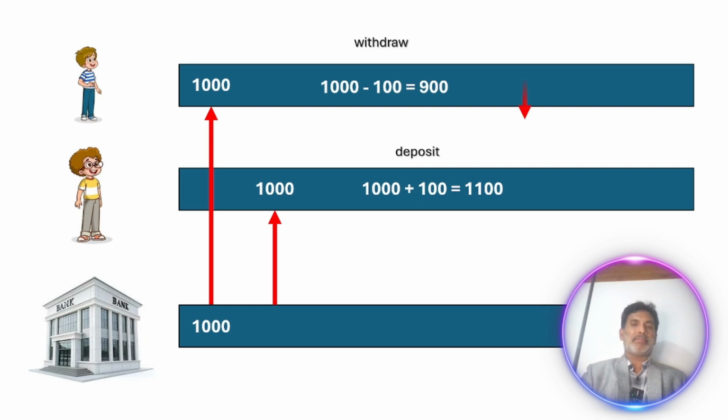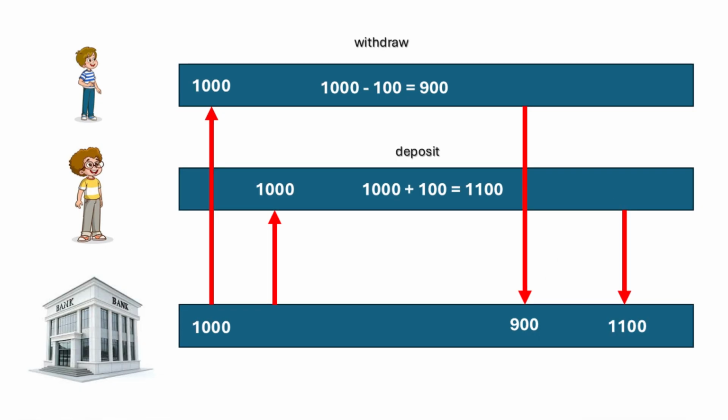So let us say, first you have updated the bank balance, so as per your withdrawal the bank balance is updated to 900 rupees. Then your friend also updated the bank balance as per this, and now the bank account is 1100. Now let us understand what just happened.